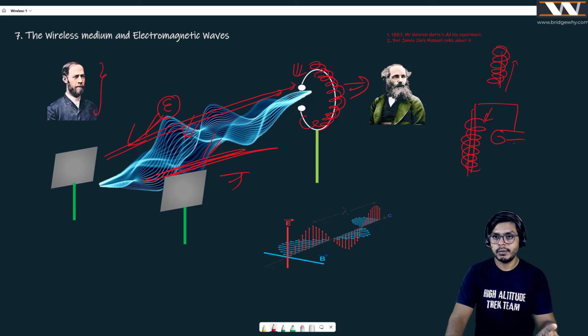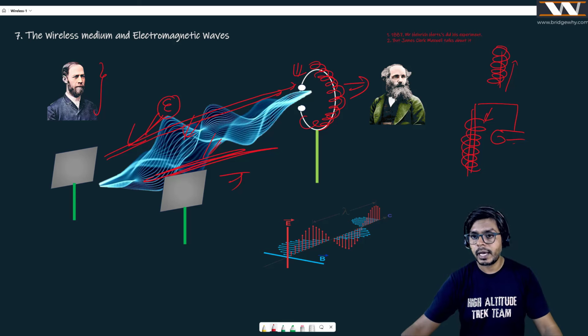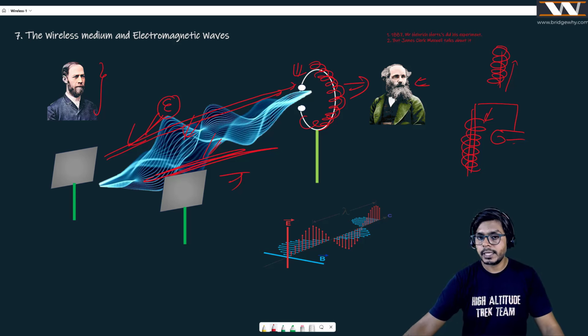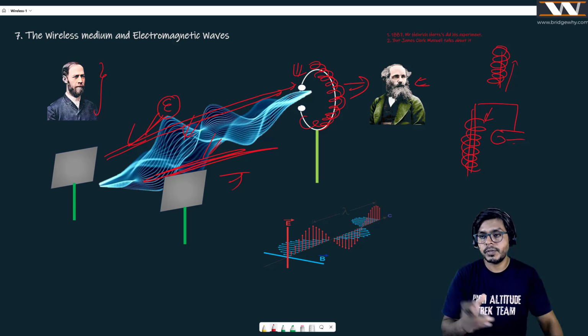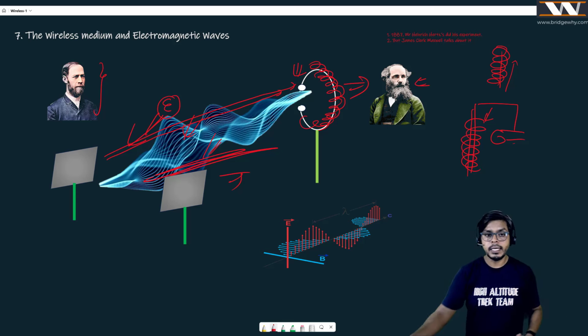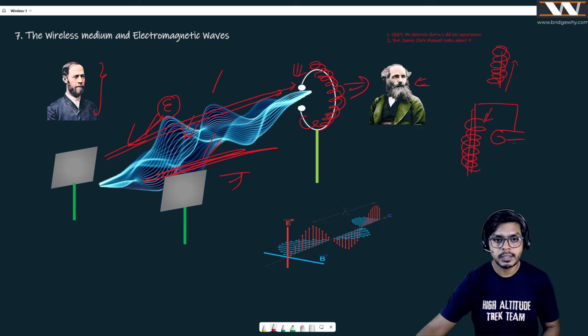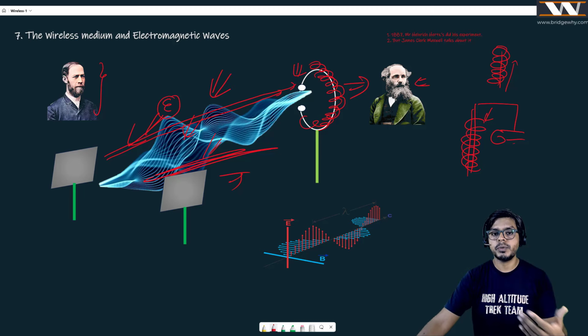Hertz was doing, right? 20, 30 years back, believe me, I'm talking about 150 years. This guy, Mr. Maxwell, has explained all these things theoretically. He has explained with his equations that energy can flow from one place to another without any medium, right? And he named this energy as electromagnetic energy.